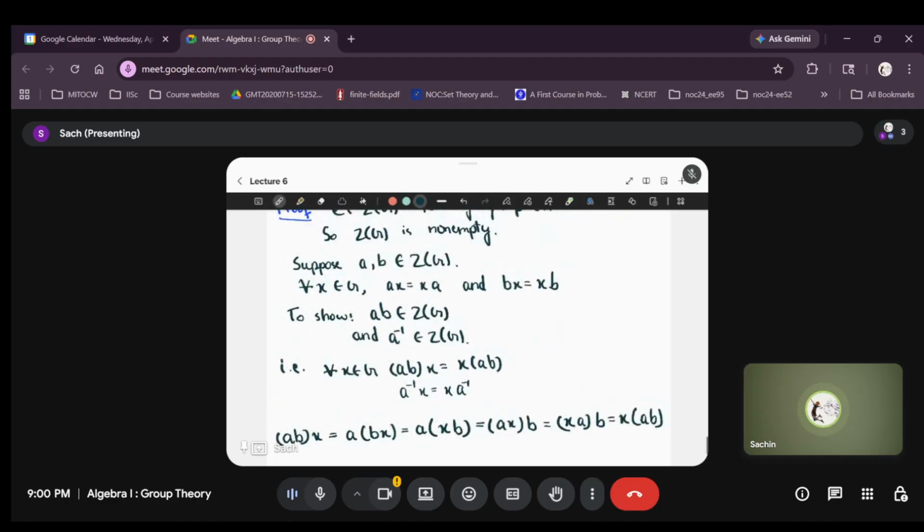So A has the property that for all X in G, AX is equal to XA. And B has the property that for all X in G, BX is equal to XB. Then AB also has the property that for all X in G, AB times X is equal to X times AB.